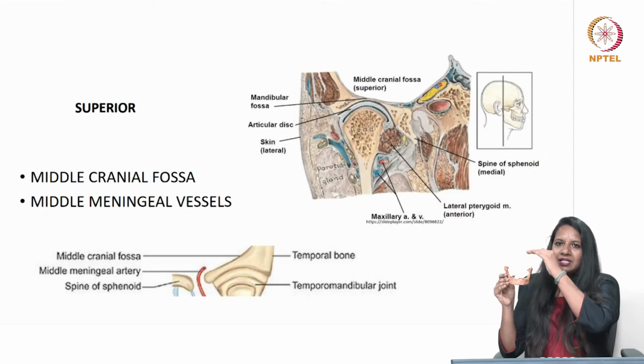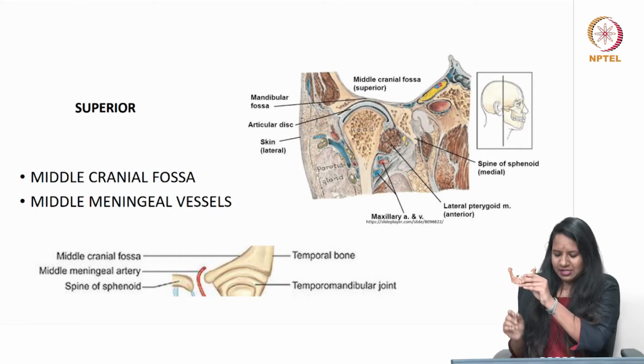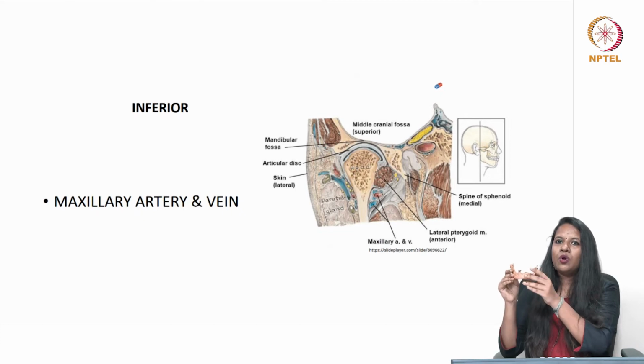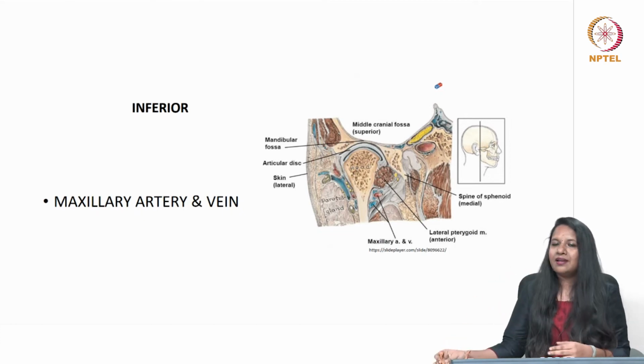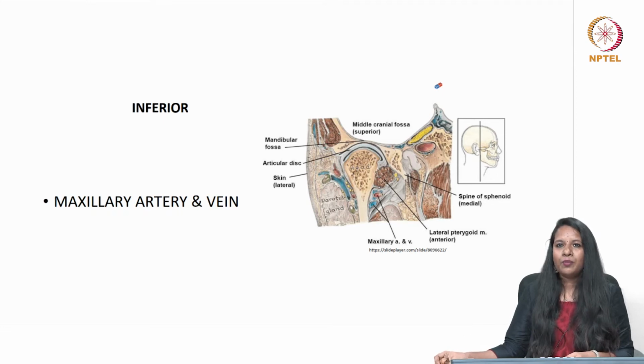And what is present above? Above, that is superior, it is the middle cranial fossa and the middle meningeal vessels. And below is the maxillary artery and vein. So, these structures were the relations of the temporomandibular joint. It is important to know these relations because any abnormalities within this relation can mimic TMJ pain.